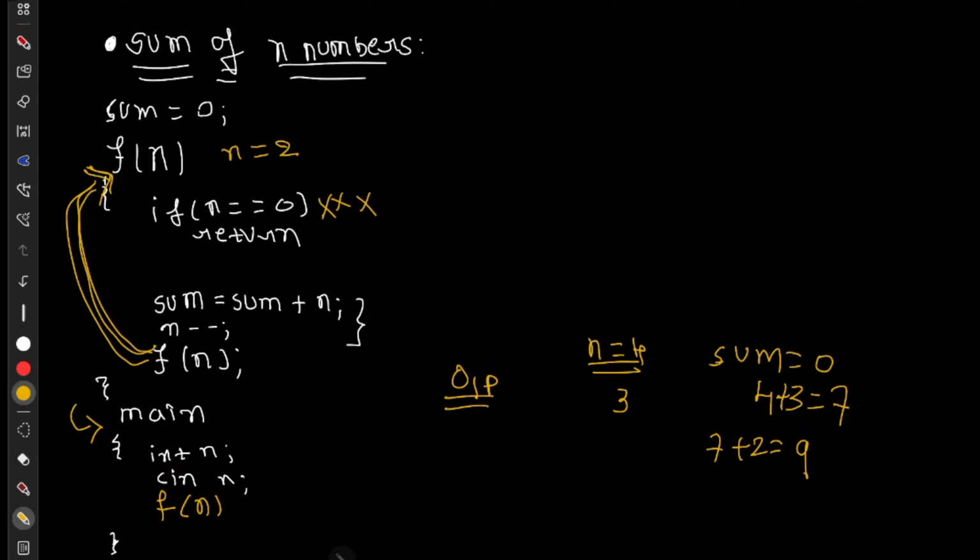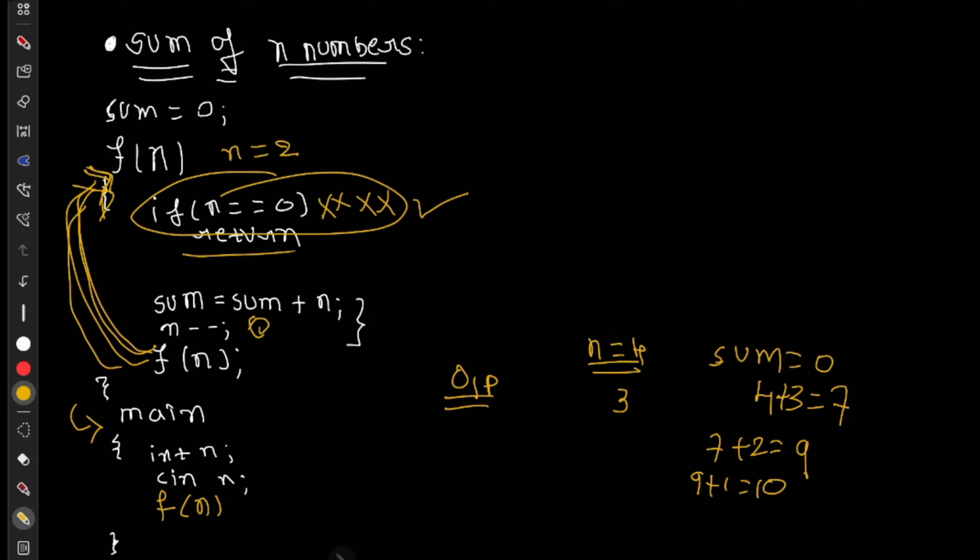Again the same function is called. This condition is false. So the value of sum becomes 9 plus 1, which is equal to 10. Again the value of n is decreased by 1. It becomes 0. Again this function is called, and this time this condition is true and the function will return. In the output we can see 10. So this is all about sum of n numbers.